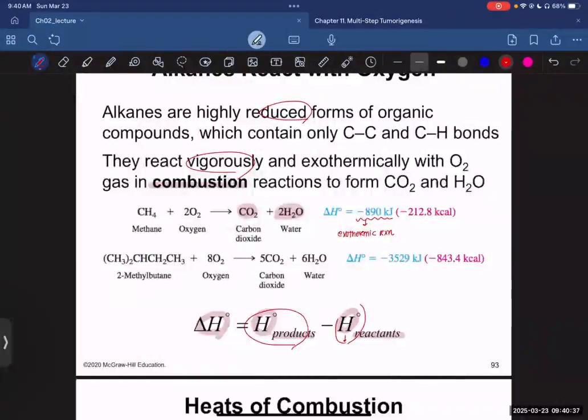Now, when we actually look at this combustion reaction, it's able to tell us the stability of these alkanes. And so what they decided to do is look at this delta H, the enthalpy change, and have negative delta H be what's called the heat of combustion. The greater this number is, the more exothermic the reaction, and so more energy is going to be released.